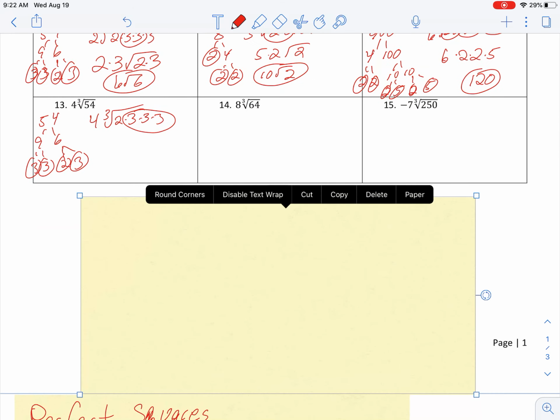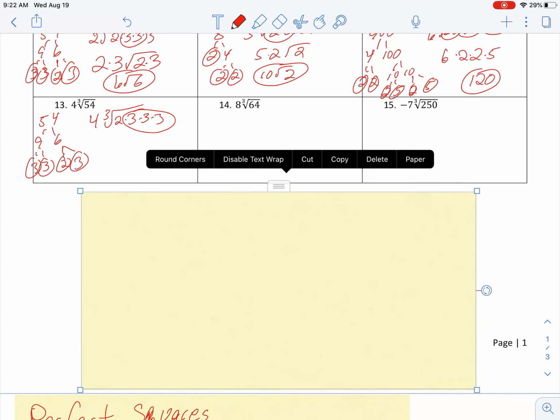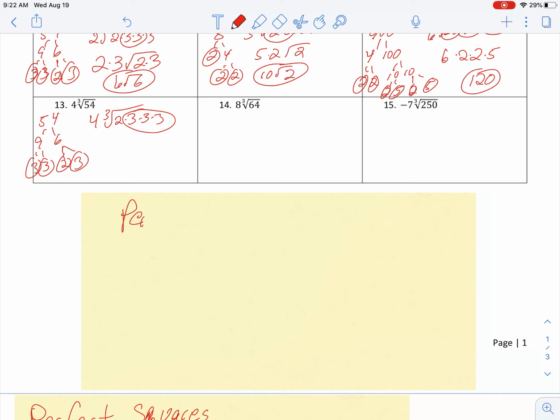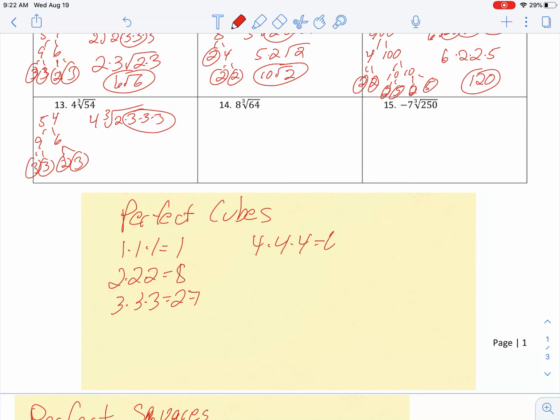There we go. Okay, so 3 times 3 times 3, what we are getting into now is what we call perfect cubes. So 1 times 1 times 1 doesn't do much for us, but 2 times 2 times 2 is 8. 3 times 3 times 3 is 27. 4 times 4 times 4 is 64. 5 times 5 times 5 is 125. Those are all perfect cubes.